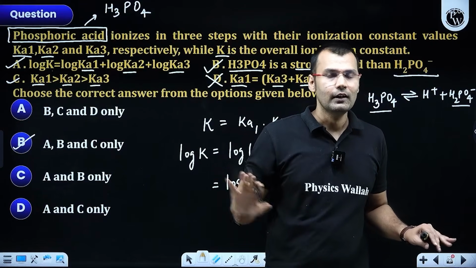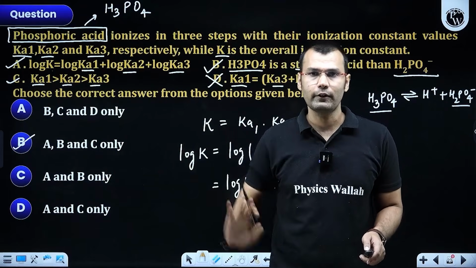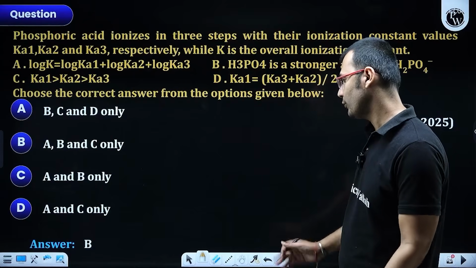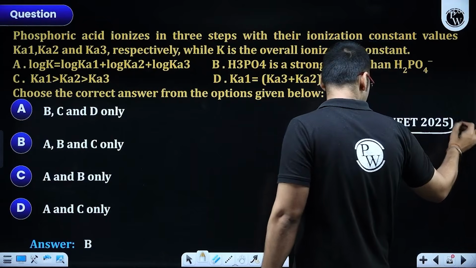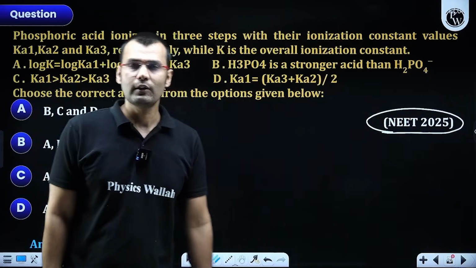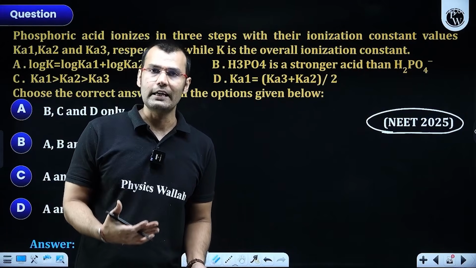So definitely in this case your answer should be B, and I hope that most of you have done this question, because just before this question I told you the concept of polyprotic acid. So in this case, of course, your answer will be B. And students, this question we got in the NEET 2025 examination, right? So this is what you get in your NEET exam.